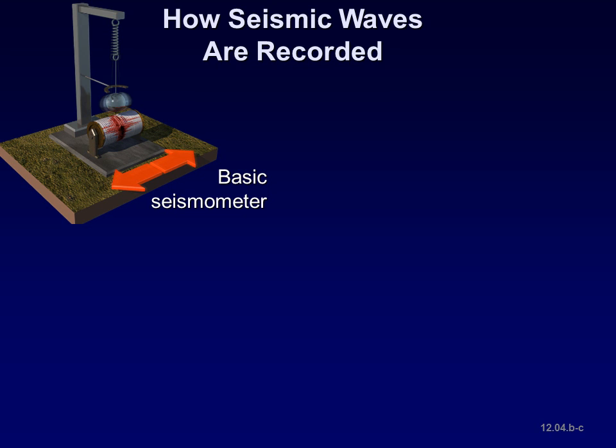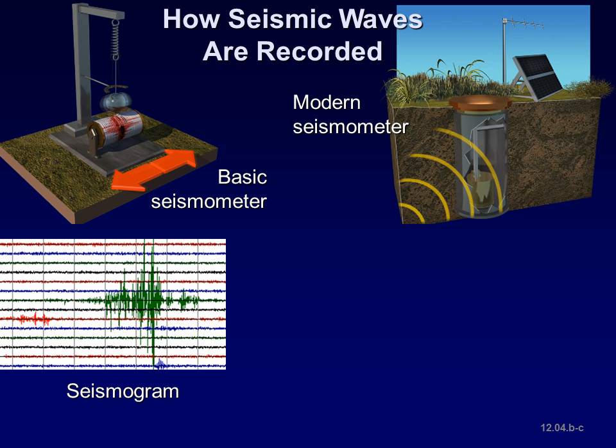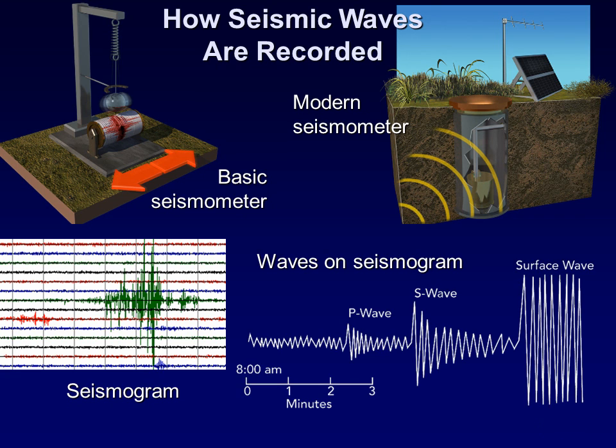A seismogram is the graphic plot of the waves. It plots vibration versus time. The P waves always arrive first, followed by the S wave and surface waves. Seismometers are very sensitive and will often pick up background noise.